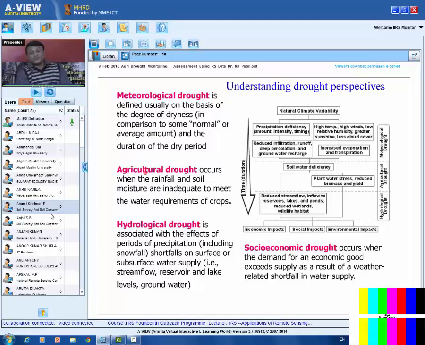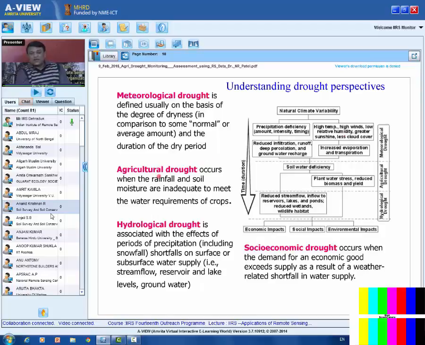But agricultural drought has a different meaning. It occurs whenever there is a deficiency of moisture in the root zone to meet the water requirement of crops. That means whenever adequate moisture is not available in the root zone to meet the growth and development water requirement of the crops, then you can say it is an agricultural drought. Meteorological drought is mainly decided based on meteorological elements like temperature, high vapor pressure deficit, less cloud cover, less rainfall, and greater sunshine hours. These are the elements which control meteorological drought.